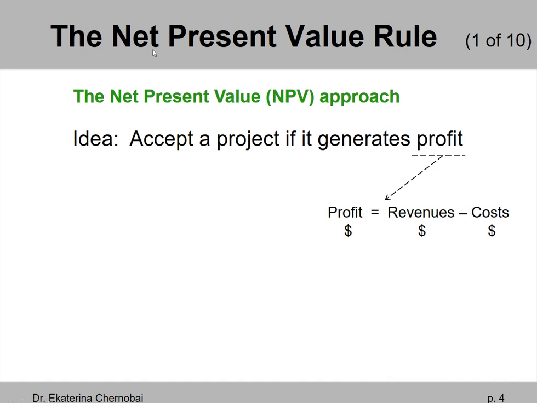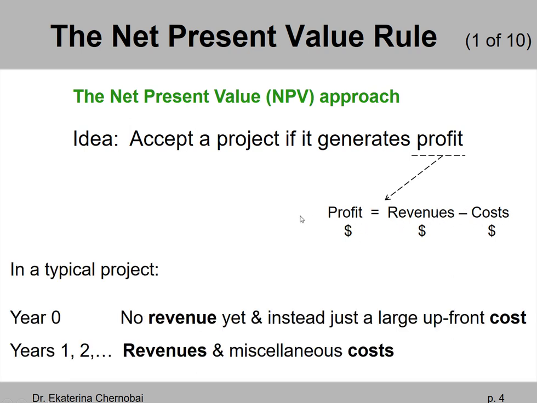Let's start with the net present value approach. The idea is we are going to accept that investment project that generates profit. So how do we find profit? By definition, profit equals revenues minus costs, right? So in a typical investment project, what happens is you invest money today, which is year zero. There is no revenue that you receive right away, you invest.